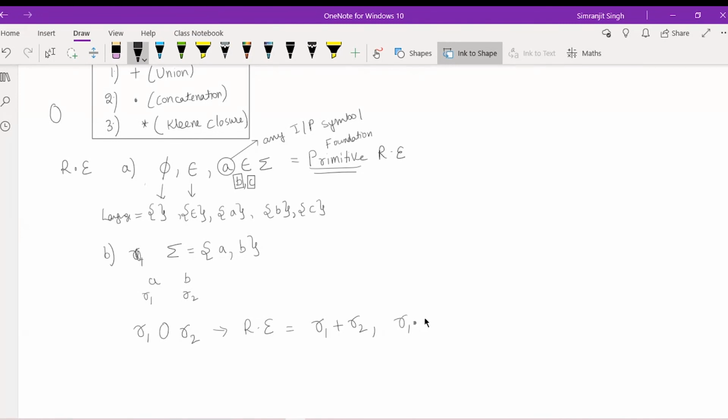R1 dot R2, this is a regular expression. R1 star is a regular expression. R2 star is a regular expression because the star is placed upward. Again, you can also apply these concurrently. So I say R1 plus R2 the star, this is also a regular expression. R1 dot R2 the star is also a regular expression.